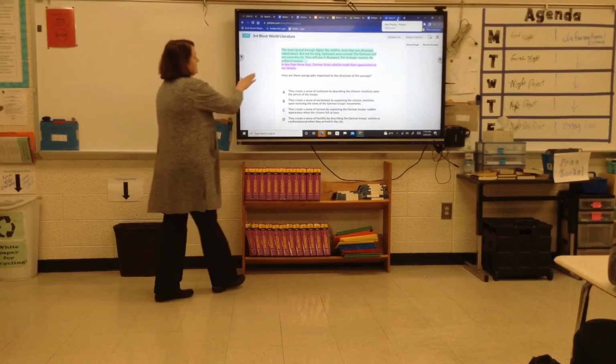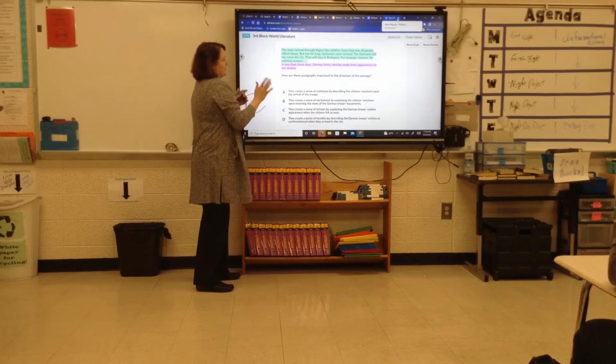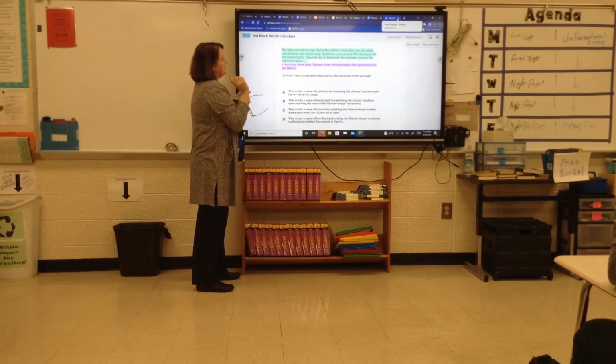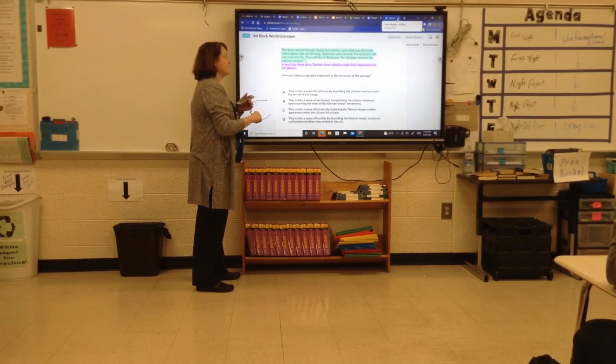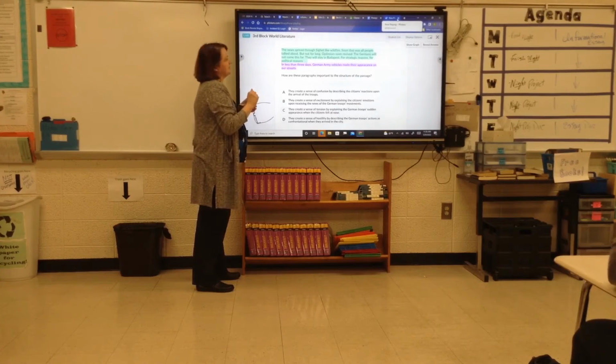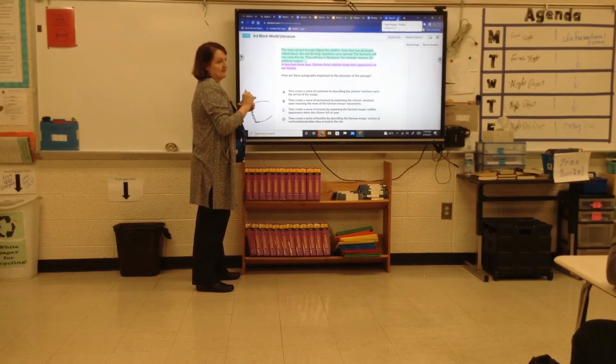Now, the reason these are color-coded is that there are 2 different paragraphs, okay? So the first paragraph: The news spread through Sighet like wildfire. Soon, that was all people talked about, but not for long. Optimism soon revived. The Germans will not come this far. They will stay in Budapest for strategic reasons, for political reasons. In less than 3 days, German army vehicles made their appearance on our streets.